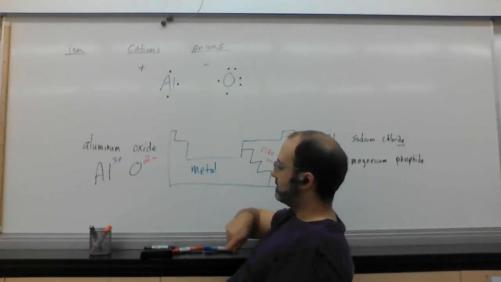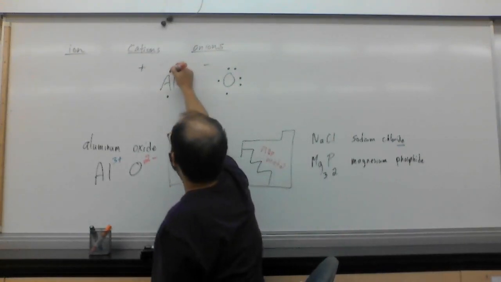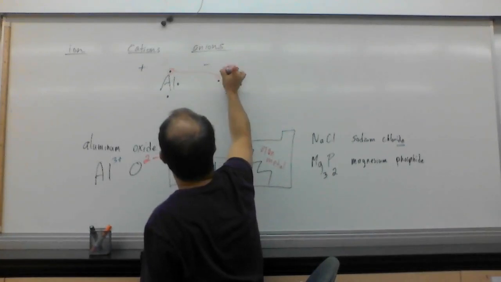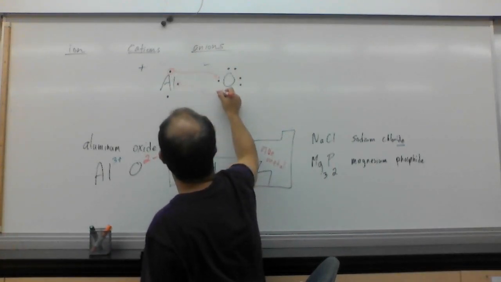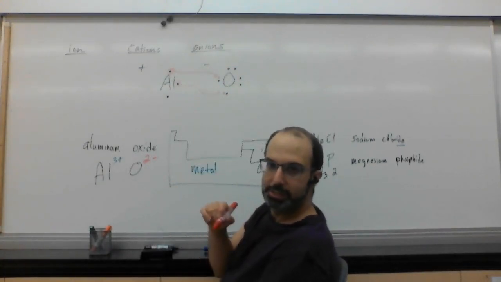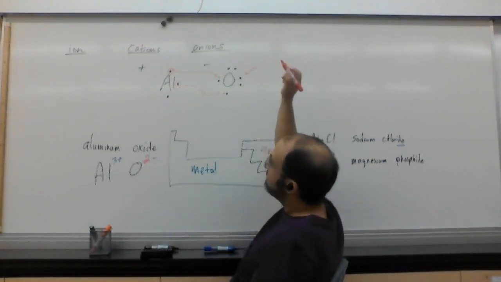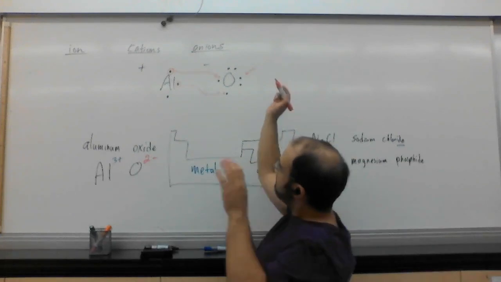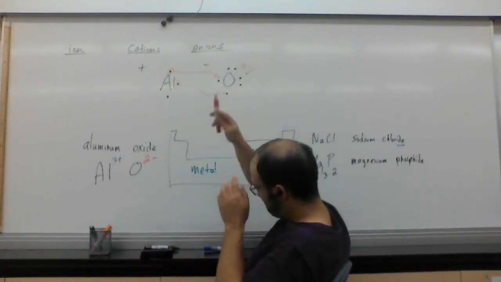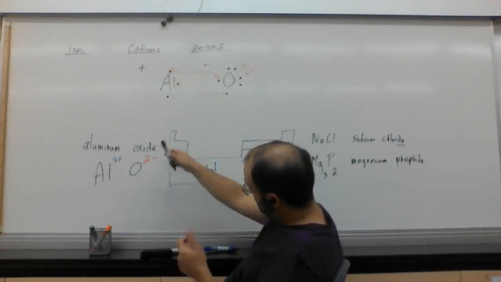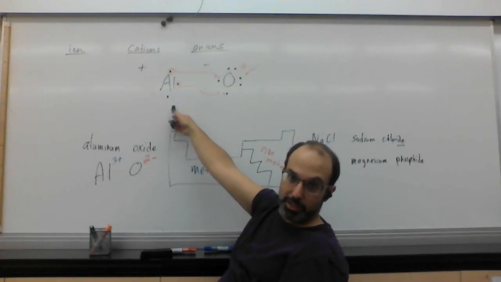It needs 2 electrons. So this electron here will go right over there, and this electron will go right over there. So this oxygen is totally happy. It's gotten everything it needs in life. It has 2 extra electrons. It's now 2 minus. It's sitting happy. The aluminum is not so happy. It still has 1 it's got to get rid of.